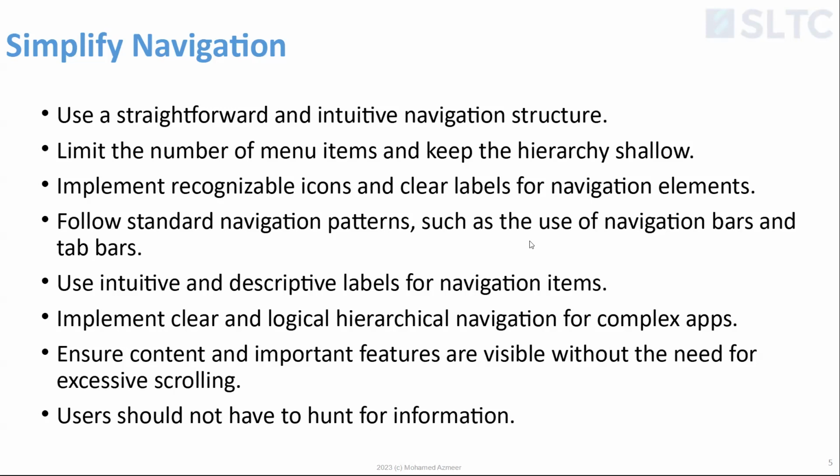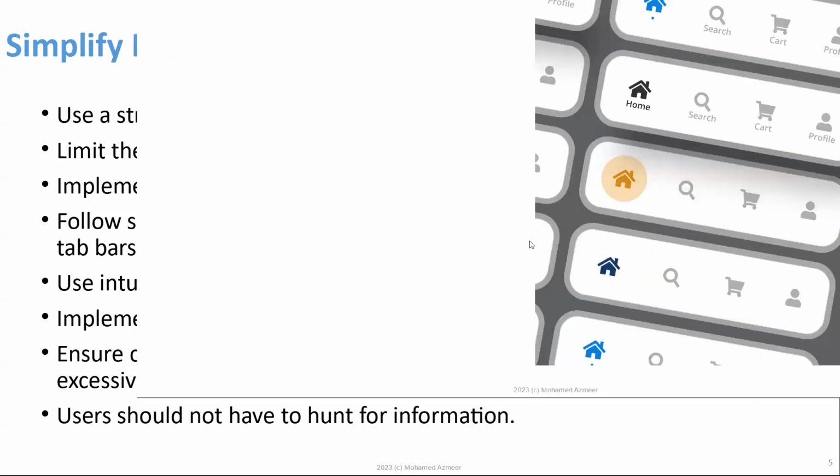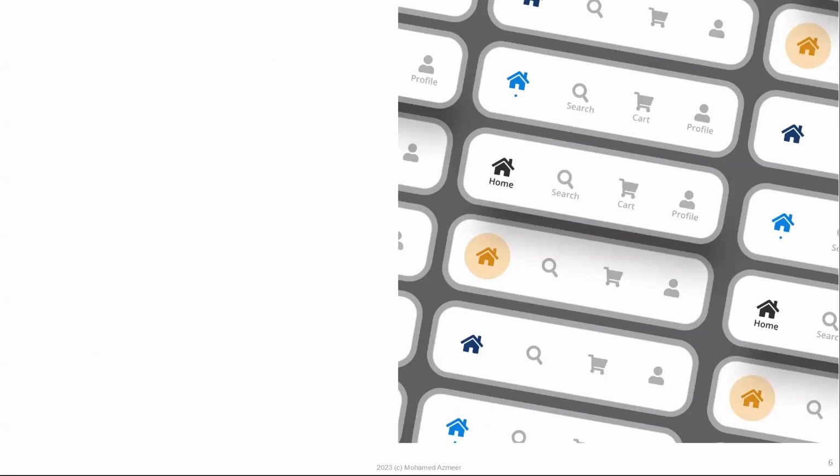And the last thing is users should not have to hunt for information. Meaning I should know quickly where to find information, right? Now, here are some examples of icons. Some icons you see don't have clear text under them. So we assume people know, right?